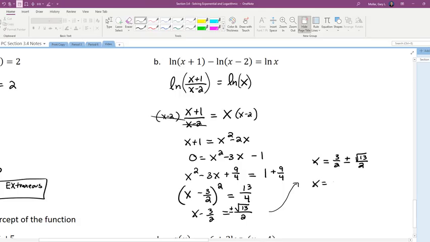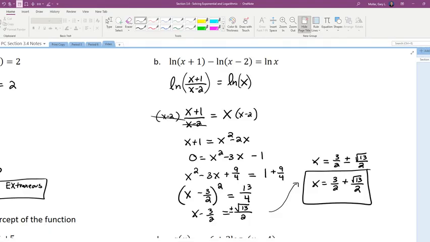And so the only answer would be this one, as long as it's a number bigger than 2. And it is, because this is a 1.5 plus something bigger than 1.5. And so there is our only solution. It's an irrational number. And if we wanted a decimal, we could find it. But I think I'm just going to leave it for now.